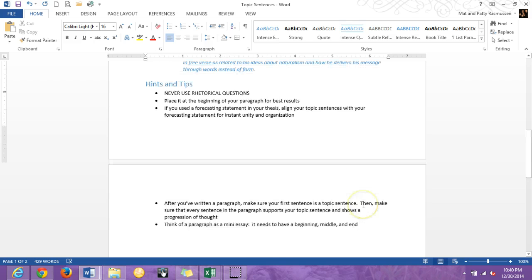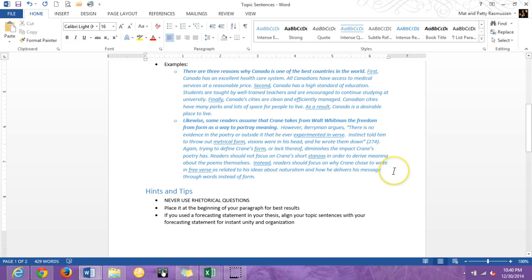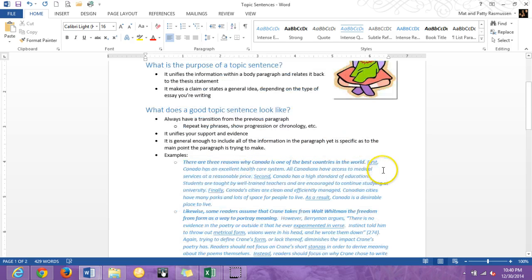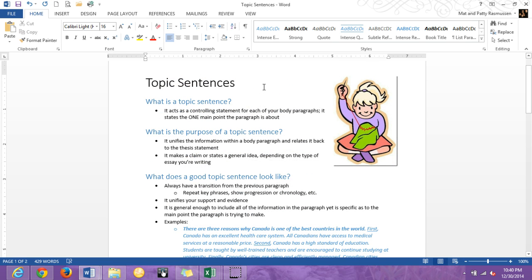And then lastly, of course, think of every single paragraph as a mini essay, and hopefully that'll help you as you build those. So your topic sentences are extremely important. They're the subtopics that you write about in your paper that branch off of your thesis statement.